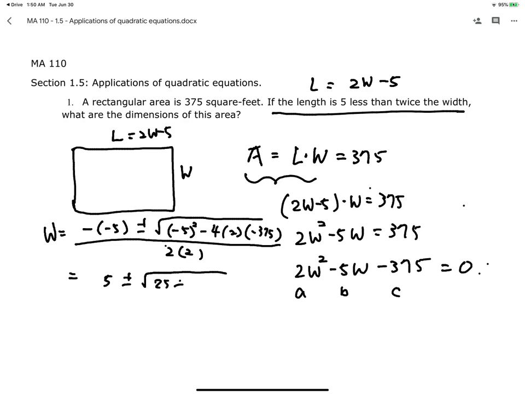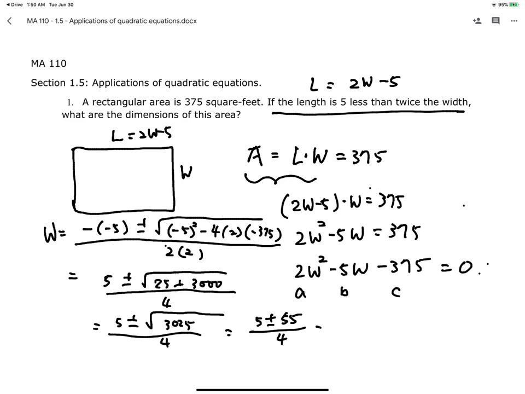So 5 plus minus square root of 25 plus 4 times 2 times 375 is 3,000, over 4. So 5 plus minus square root of 3025 over 4. I'm not quite sure what that is. And this is 5 plus minus 55 over 4. Okay, I am going to ignore the minus because we're dealing with a measurement, actual length distance. Minus is no good, so this is going to be 60 over 4, which is 15.